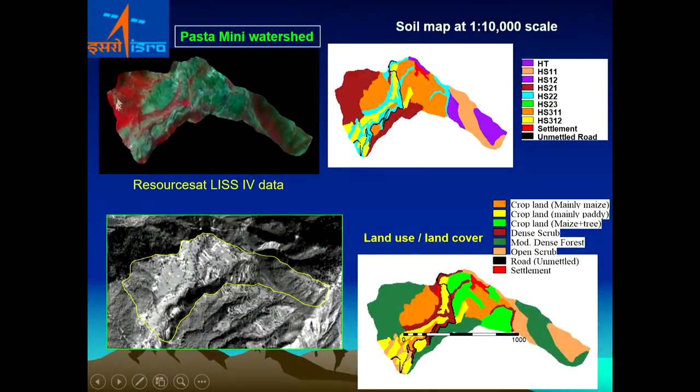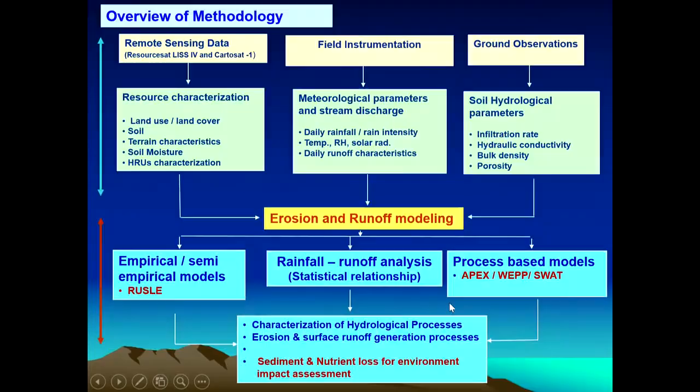Here, this was the small watershed I was talking about. We developed the site at this place. This is the forest area, and this is the crop land. We have Cartosat data with more detailed information. You see the soil map and land use map were generated, and then we tested the various models. We tested the RUSLE model, the APEX model, a process-based model, the WEPP model, and the SWAT model in this watershed.